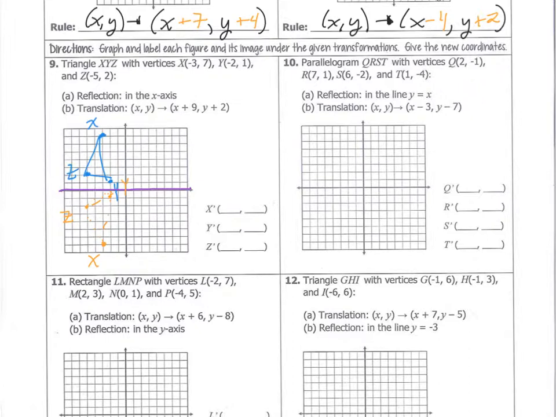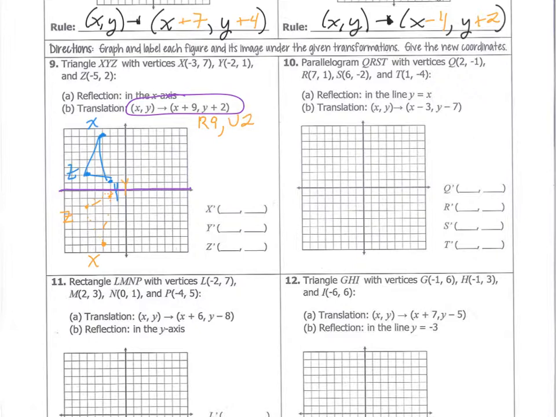So then once we do that, we're going to translate that. And this is our translation rule right here. What does that mean we're going to do? What direction, right or left? What's the plus 9 mean? Right. So we're going to go right 9, and the plus 2? Up 2.